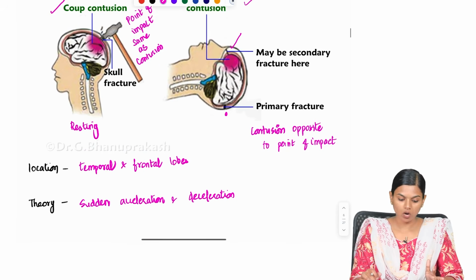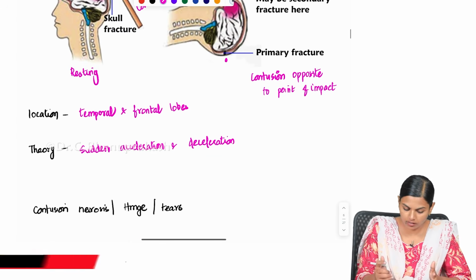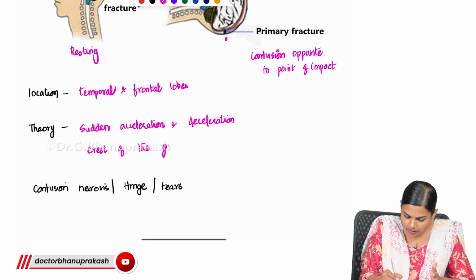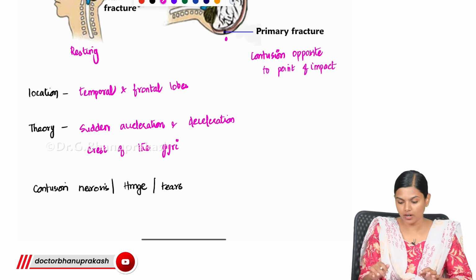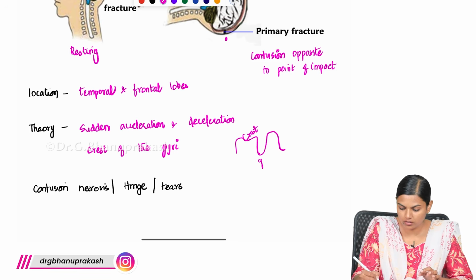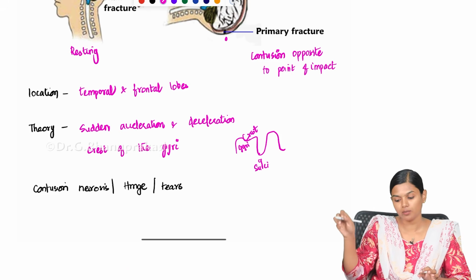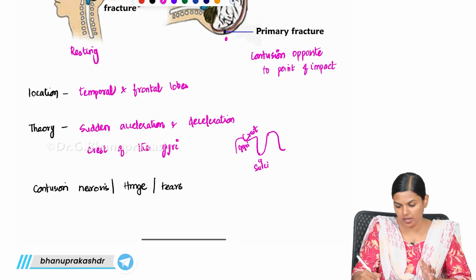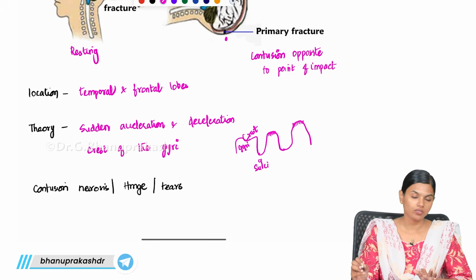And this coup and contrecoup contusion is always seen in the crest of the gyri. So in the crest of the gyri, you will be seeing this contusion. You will have the brain like this, so this is your crest and this is your sulci. So this is the gyri and this is your sulci. You have the gyri and sulci like that, the brain will be there, right? So in the crest of the gyri, you will be seeing the contusion like this over here. You will be seeing the contusion only over the crest of the gyri.